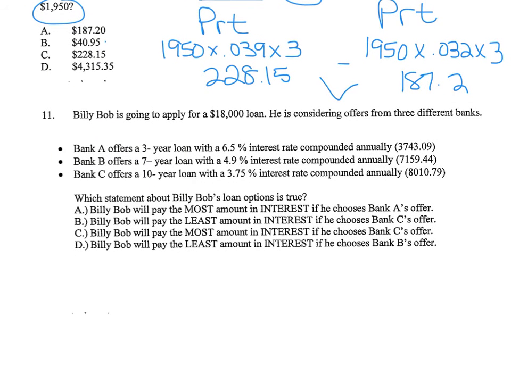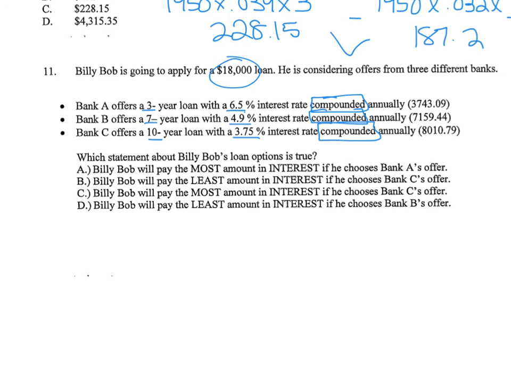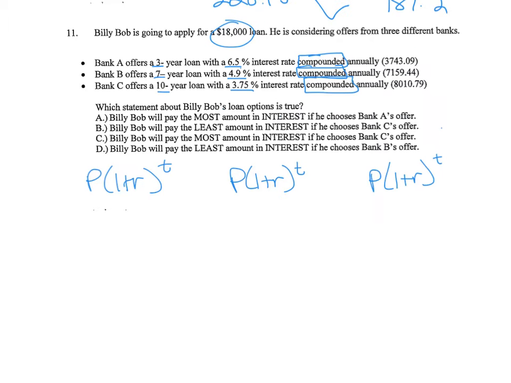Number 11, Billy Bob is going to apply for an $18,000 loan. He's considering offers from 3 different banks. So there's a 3-year loan with 6.5% interest rate compounded, a 7-year with 4.9% interest rate compounded, and a 10-year with a 3.75% rate compounded. So I'm going to write the formula down 3 times, and I'm going to fill those in. I'm going to start with the first interest rate. So I've got 18,000, 1 plus 0.065, and the time is 3.